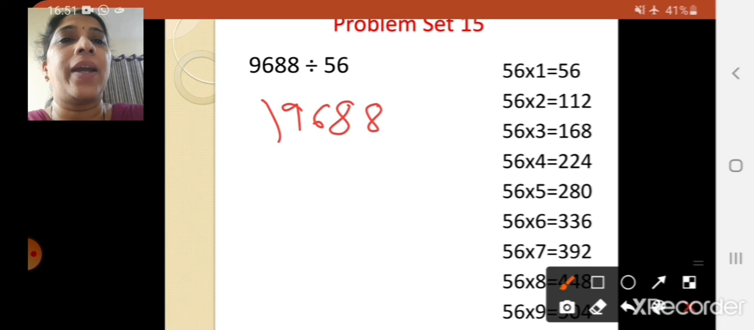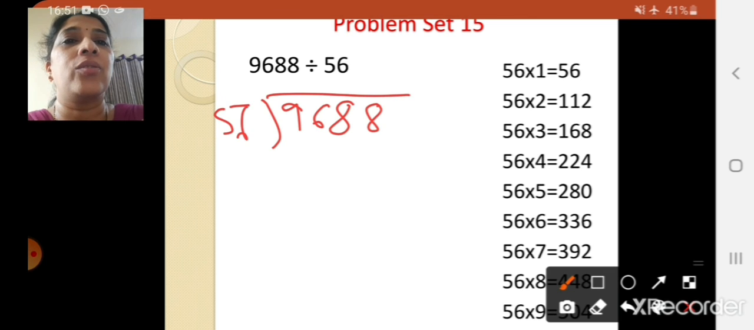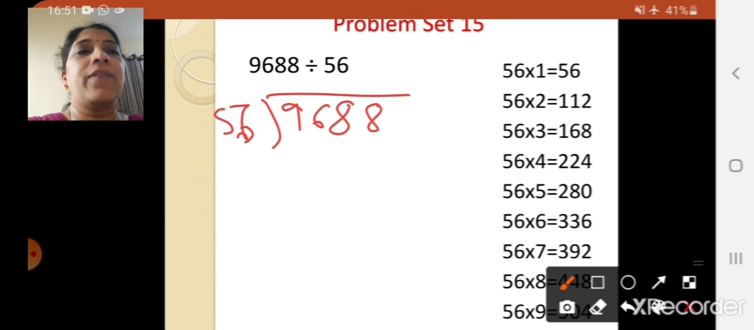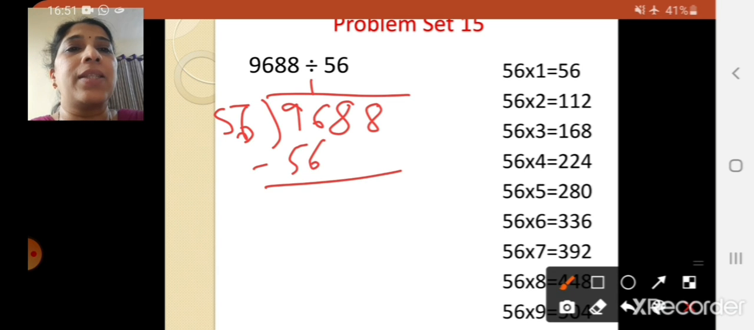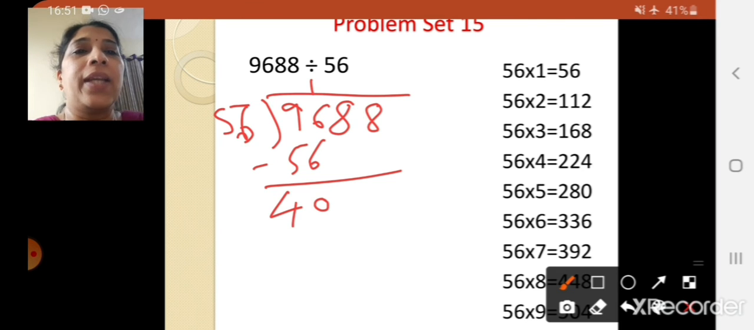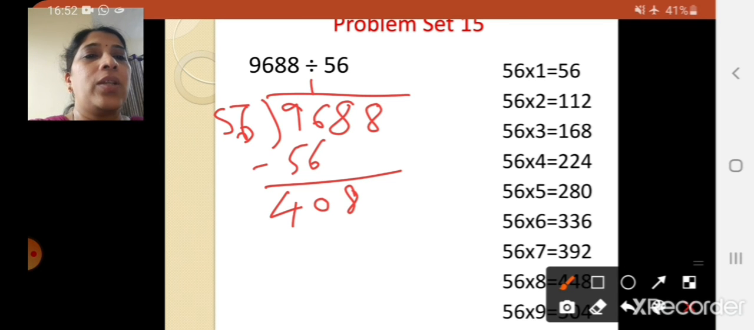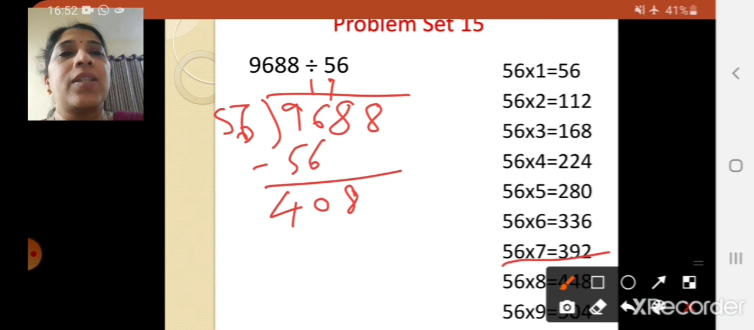9688 divided by 56. So now 96 is divisible by 56, right? So you can directly start with 56 ones are 56, right? So 6 minus 6 is 0 and 9 minus 5 is 4, right? So now you will take 8 down, right? Now you see where is 408 in 56 table? It is 448 is there, 56 8s are, but this 408 is smaller. So you will take 56 7s are. So I will write 56 7s are 392, right?